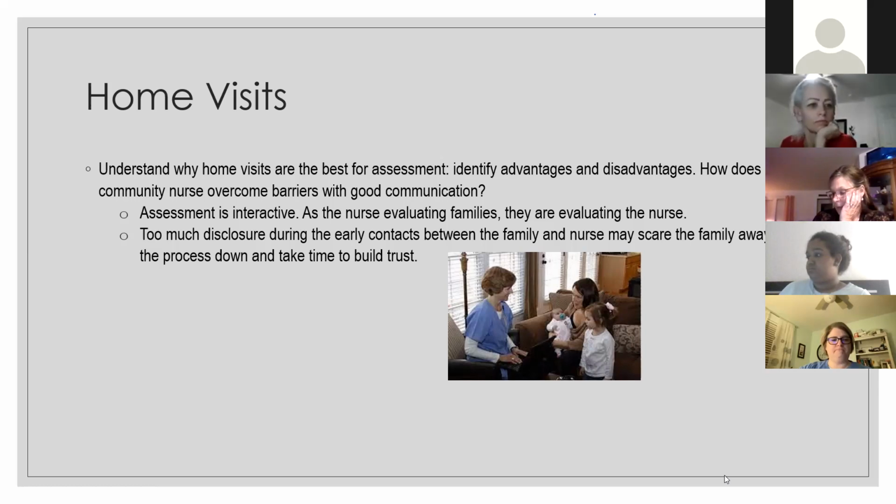What's something that we worry about as nurses going to the home? Disease, surroundings, catching something, bringing something home. Language barriers. Absolutely. So as nurses, we go in there, all those answers are correct.